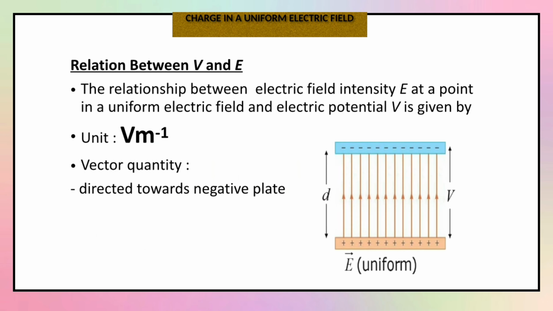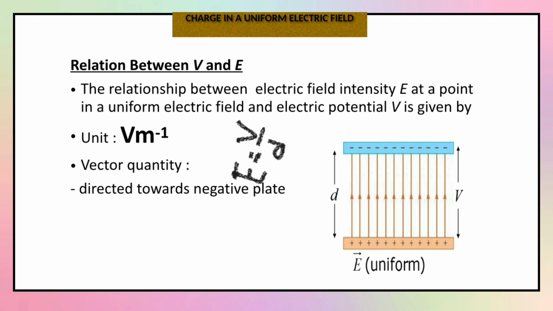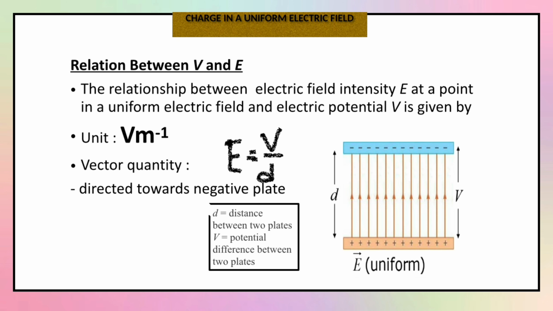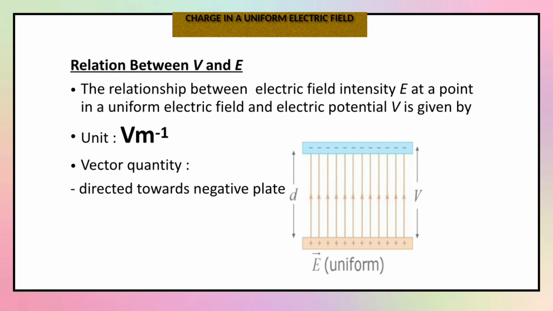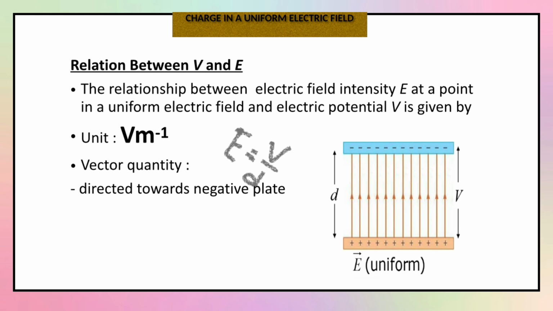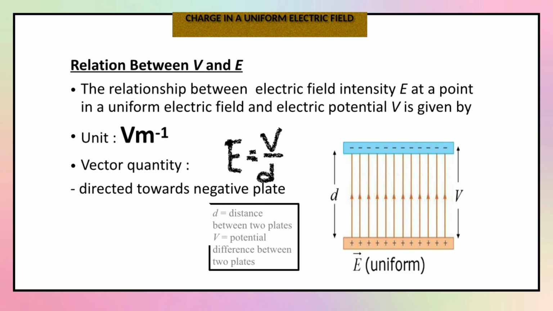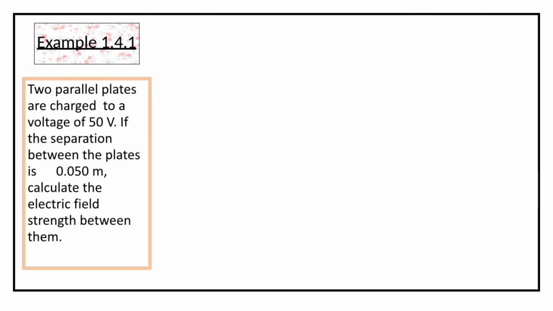Okay, first we're going to look at the relation between V and E. So from the diagram, we have two parallel plates with a potential difference V, and inside the two parallel plates there is a uniform electric field E. So the relation is E equals V over D, where E is the electric field strength, V is the potential difference between two plates, and D is the distance between two plates. The unit is volt per meter, and E is a vector quantity, and the direction of E is towards the negative plate.